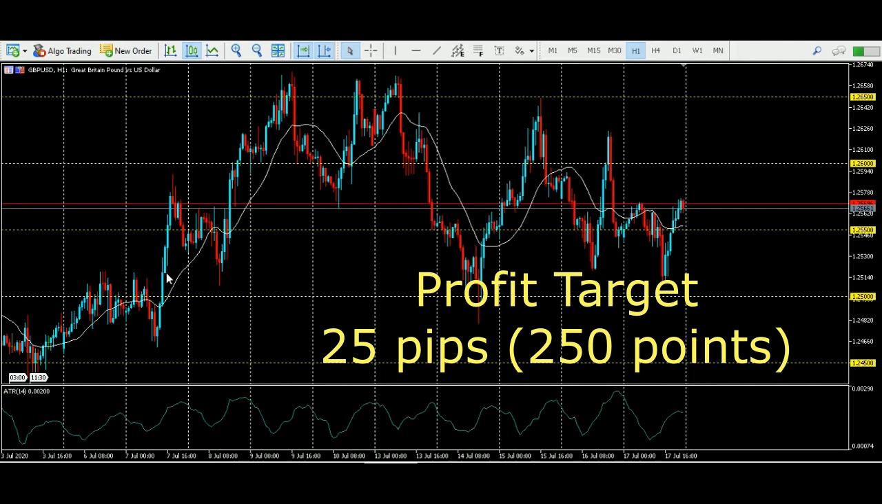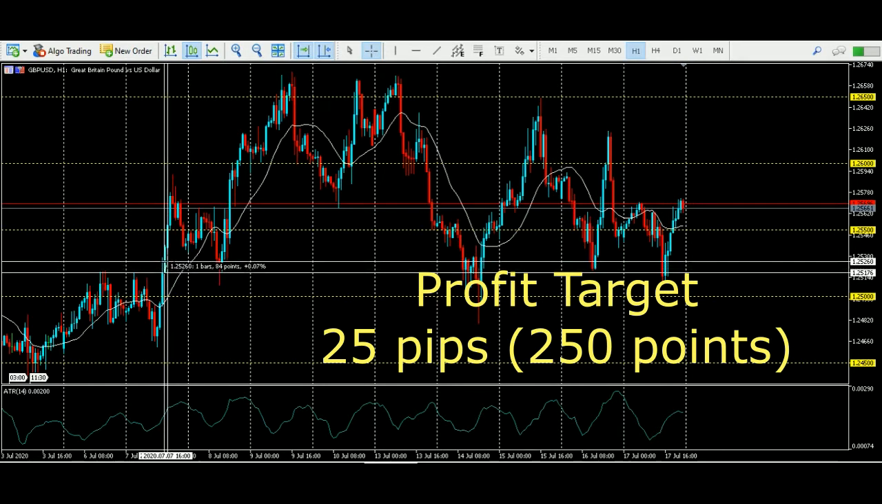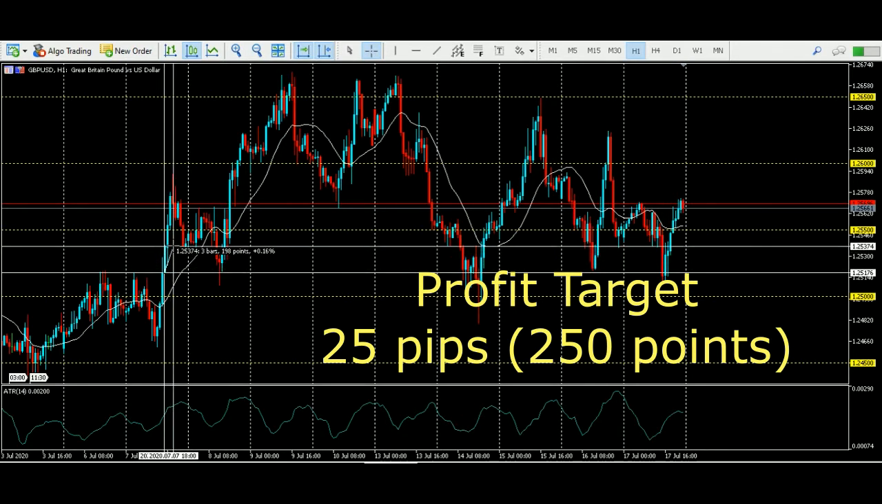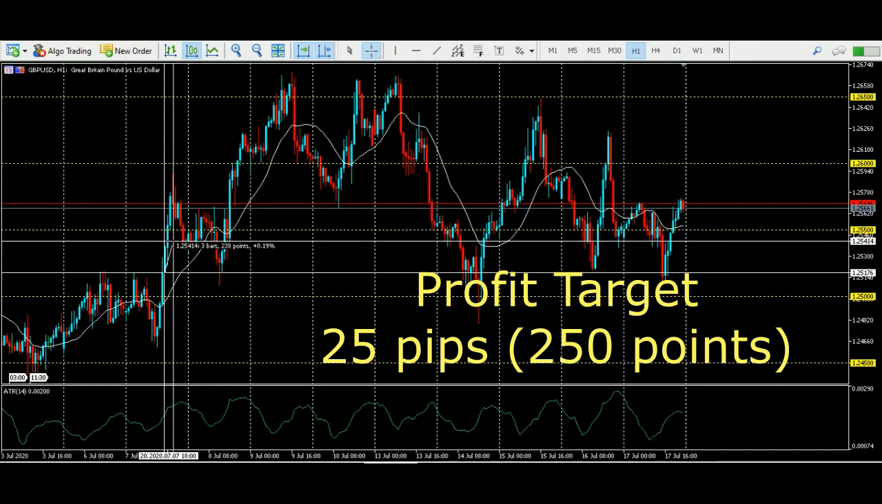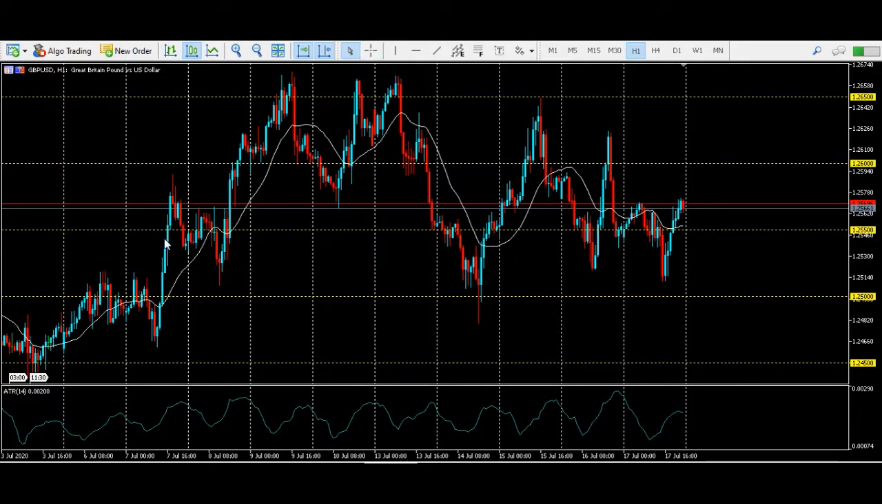So after buying, what will our target be? Our target will be 25 pips. Say for example, we're going to buy from this candle. 25 pips will be 250 points, somewhere about there. Somewhere about there, you exit your trade, and then you wait for the next setup.